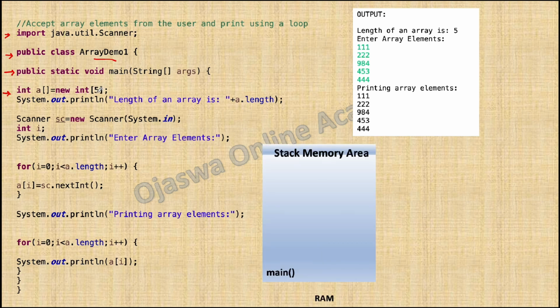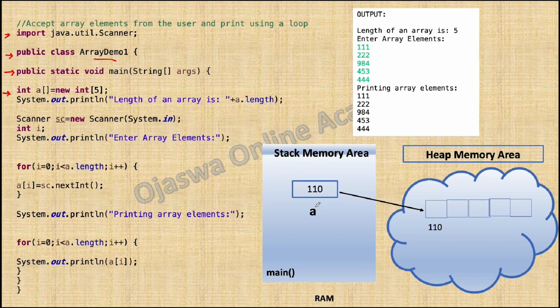So inside the memory, the reference variable of the array is created on the stack memory area. The actual array object is created on the heap memory area and memory is reserved for 5 elements in a contiguous manner.